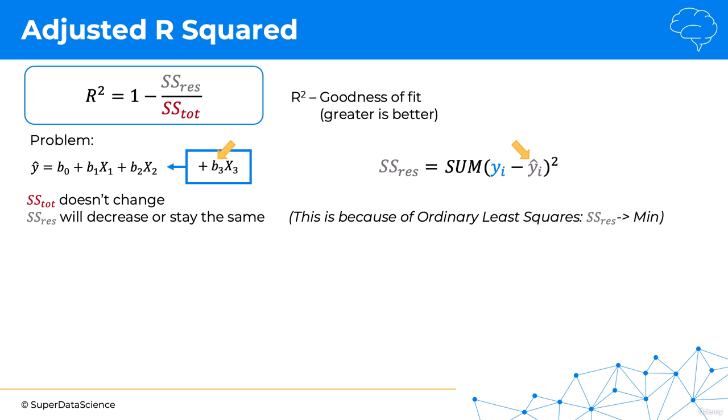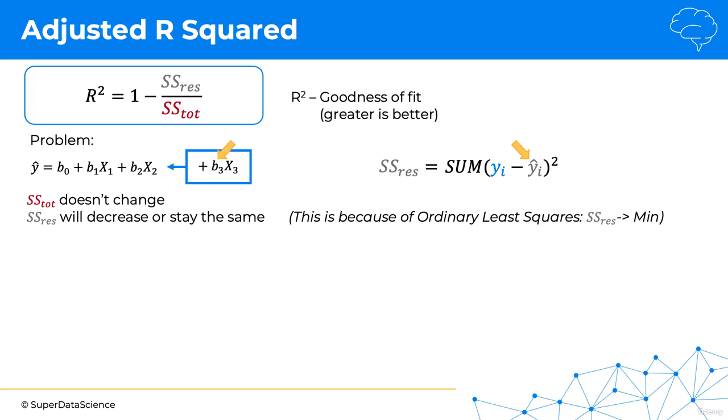As long as it finds a coefficient b3 where the yi hat values are better than they were before, closer to the actual values, then the residual sum of squares will improve. It could improve by a lot if the prediction is much better now, or it could improve by a tiny little bit even if the prediction is a little bit better.